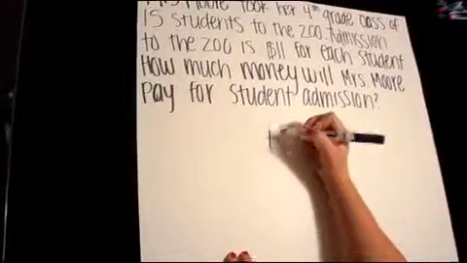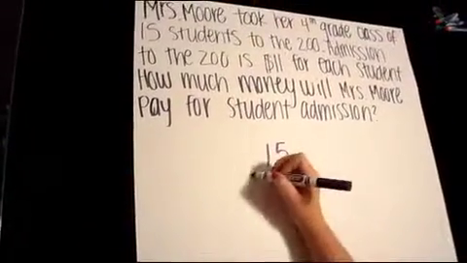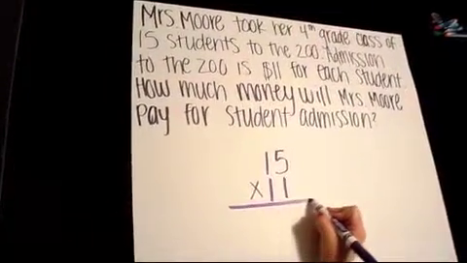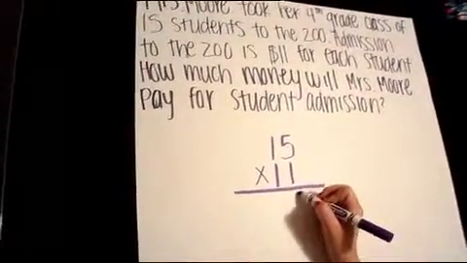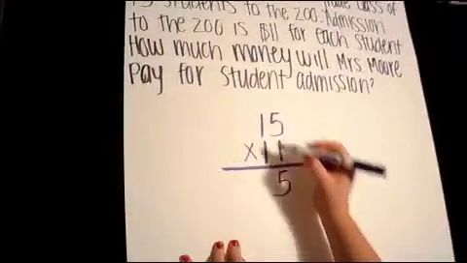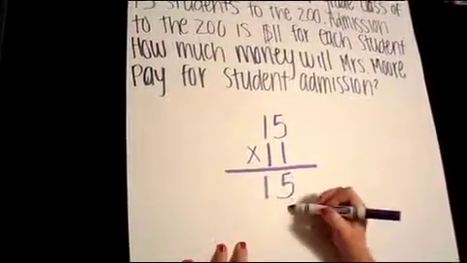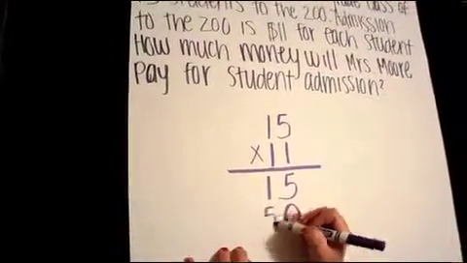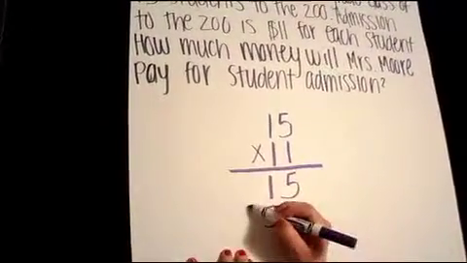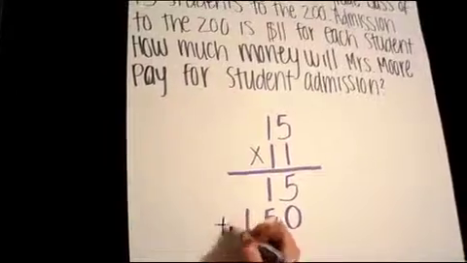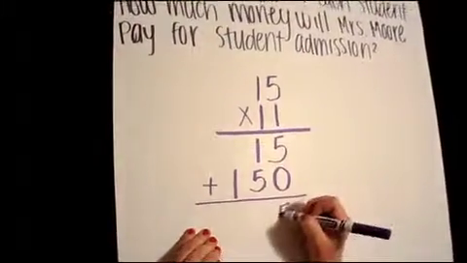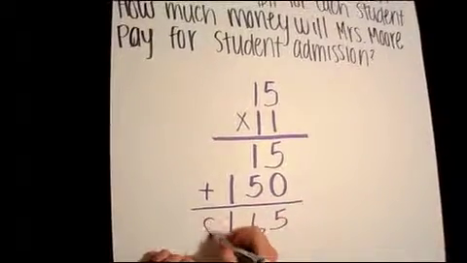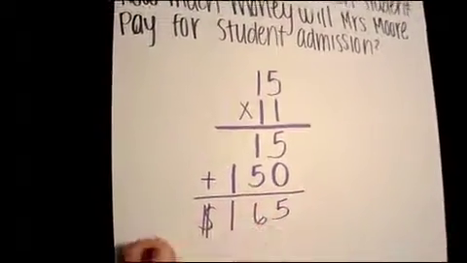So we'll do 15 times 11. 5 times 1 is 5. 1 times 1 is 1. Add your 0. 5 times 1 is 5. 1 times 1 is 1. So let's add those up. $165.